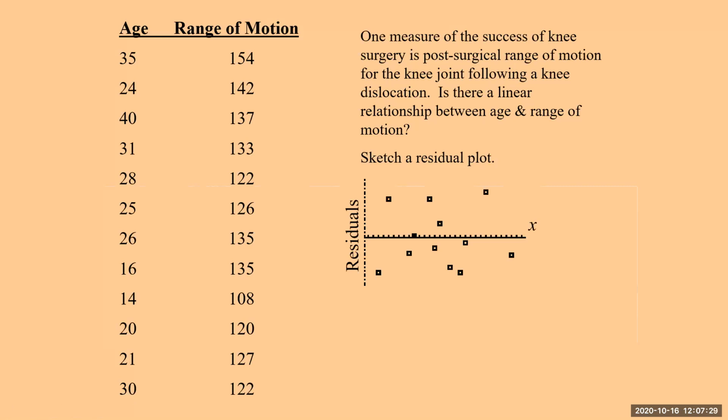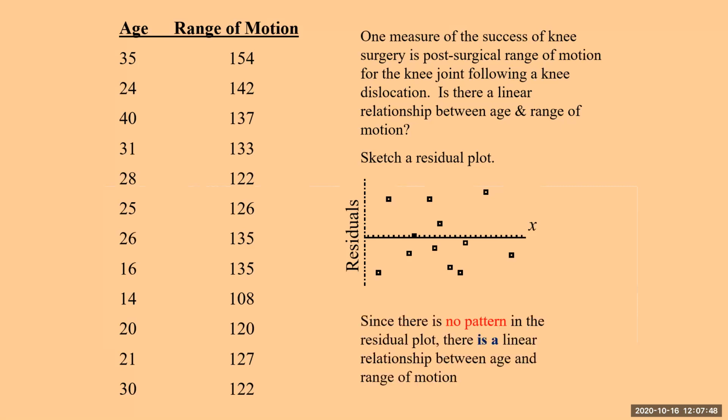Remember, a residual plot is just taking your least squares regression line and putting it horizontal. In order to tell if there is a linear relationship, we want no pattern in the residuals. That means that the horizontal line is halfway between the data points. Since there is no pattern in the residual plot, there is a linear relationship between age and range of motion.